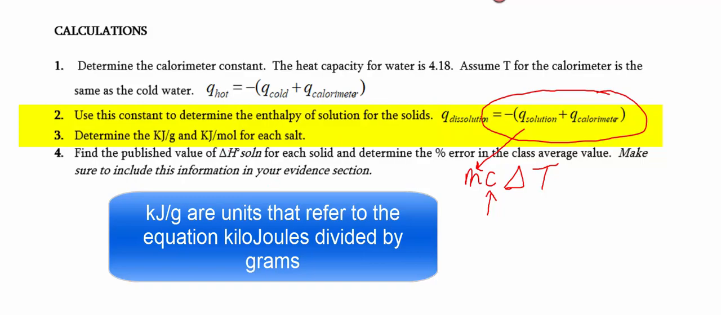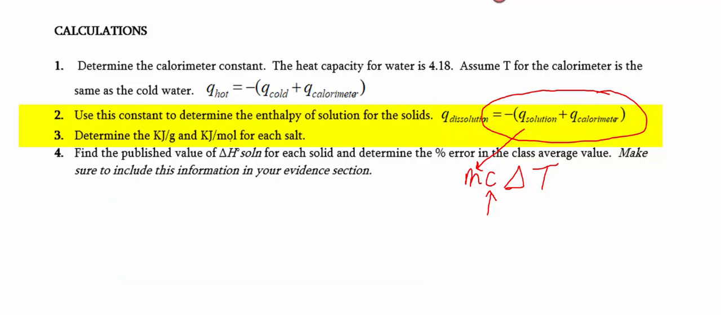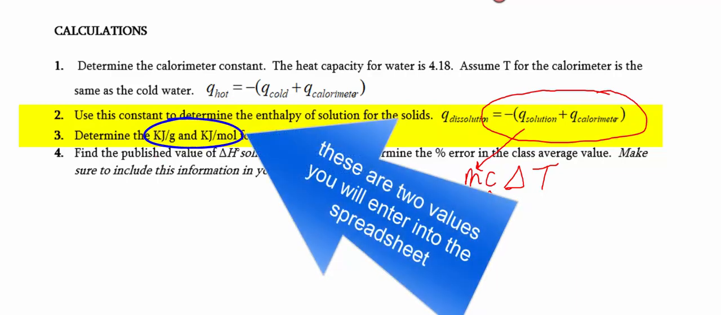After that, you also need to report it in kilojoules per mole. So convert your grams of salt to moles of salt. You're going to do a stoichiometry problem that way, or a dimensional analysis. You each had different salts, so don't forget to do that, because most of these are given in kilojoules per mole. After you have that, these are the 2 values that you are going to put into the spreadsheet.